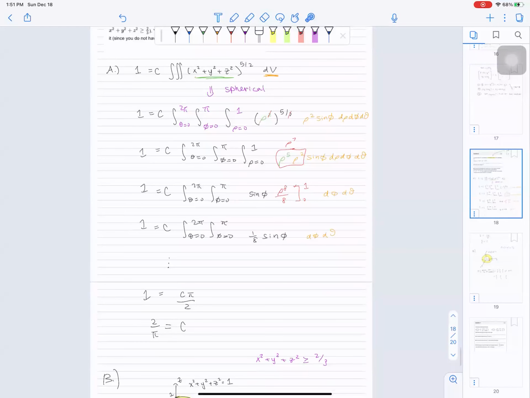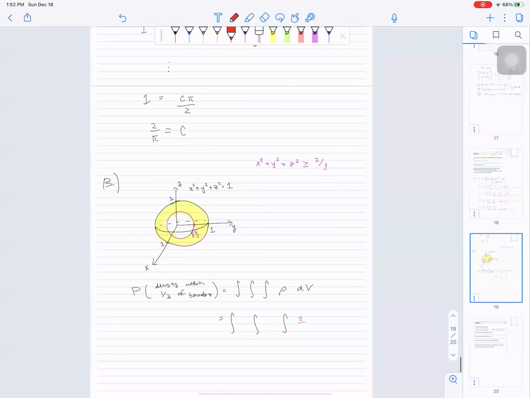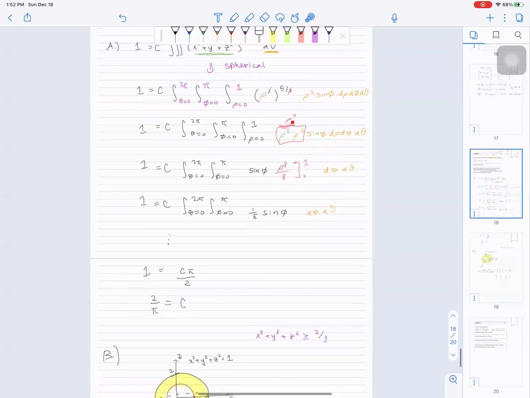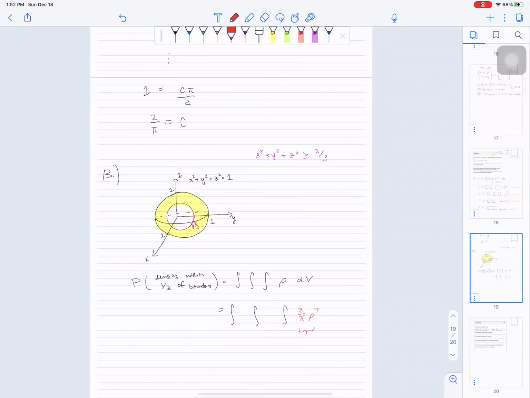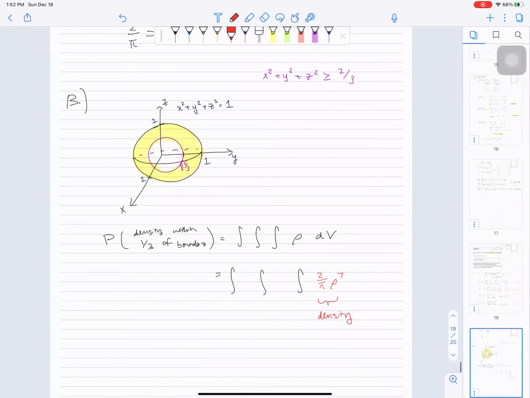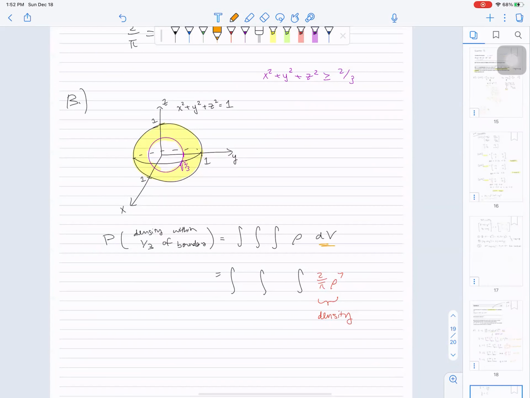let's keep things in spherical, right? So we look at spherical coordinates. We had rho to the 7th times c. What is c? It's 2 over pi. So my density was 2 over pi rho to the 7th. So this was my density function, with my c plugged in, because I just found what c is in part A. And when I convert to spherical coordinates, I also had that sine phi, d rho, d phi, d theta.